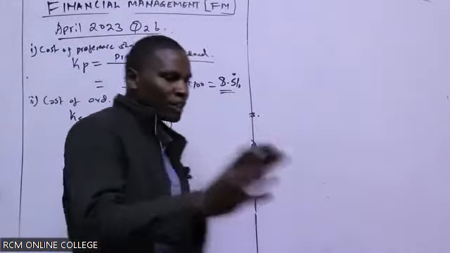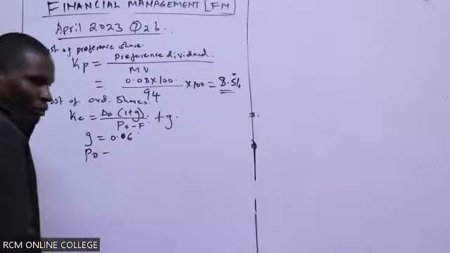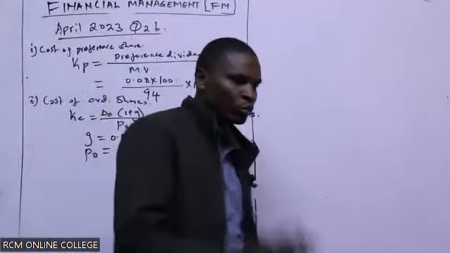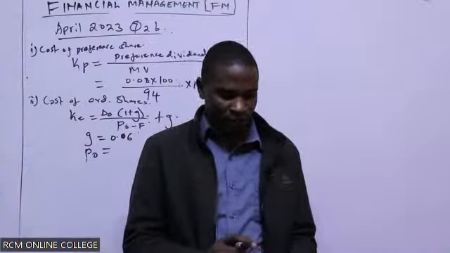What is the current market price, my PO? Just check from the question. Once I get that, I will know I have only one thing left, my DO. What is the market price of the ordinary share?